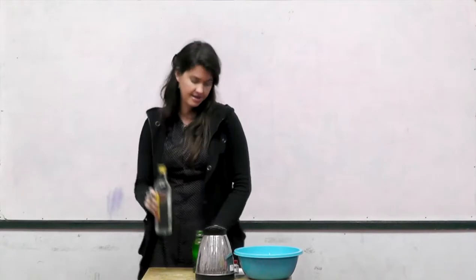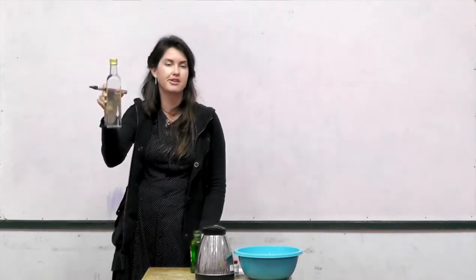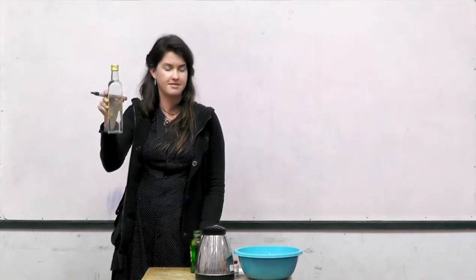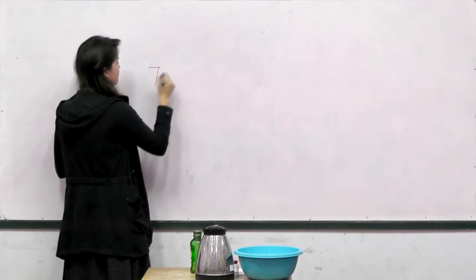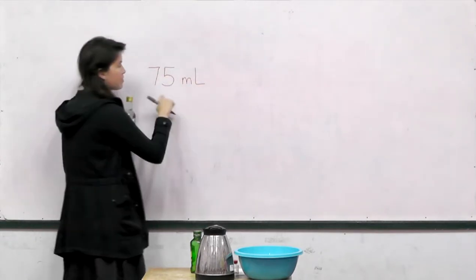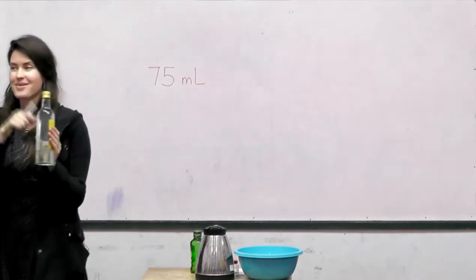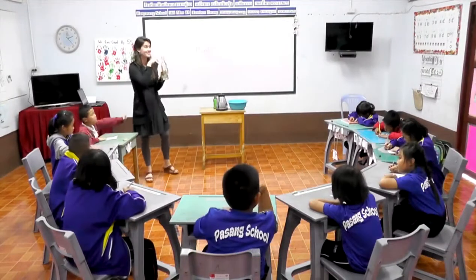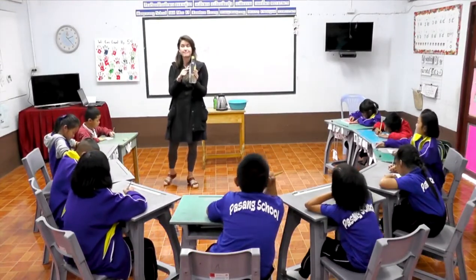So I have 75 milliliters in this bottle. So we have 75. Write 75. Yep, on your paper you can write 75 milliliters. We're going to pretend that we have 75 milliliters inside this bottle. So you're going to write 75 milliliters.